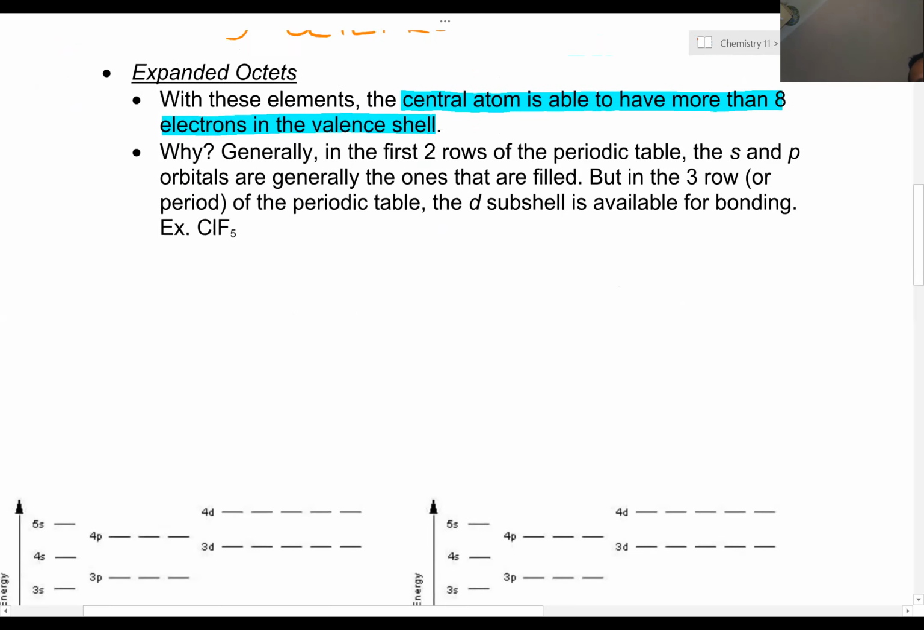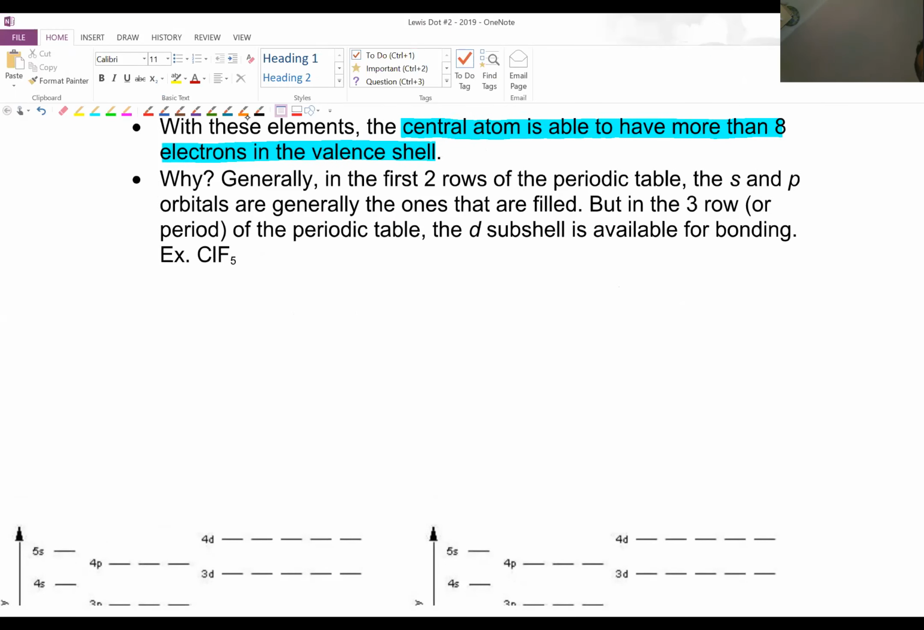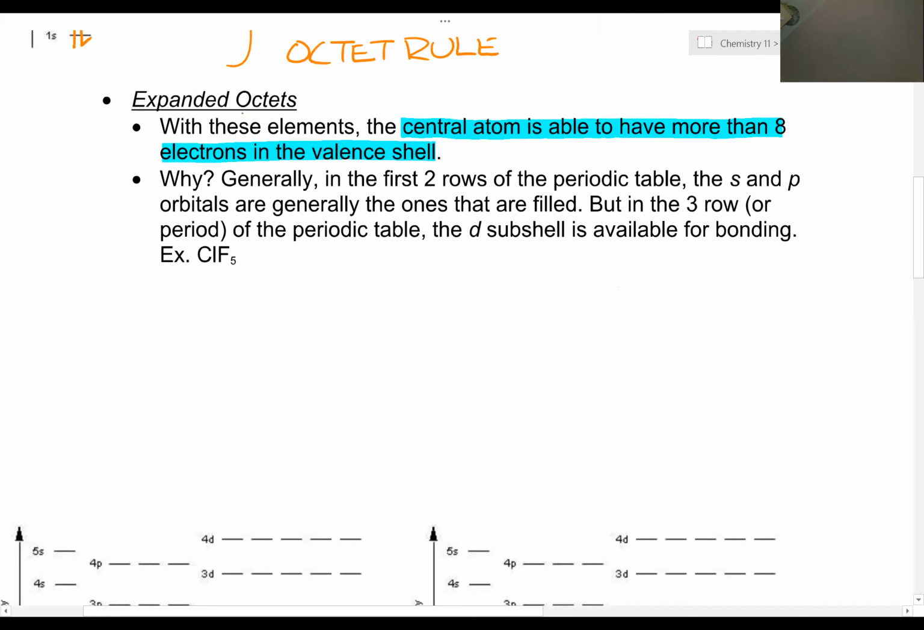Now, what do I mean by this? So let's say we have ClF5, all right? Chlorine pentafluoride, okay? And so what you have here is 21 pairs of electrons. Okay, so if we did the Lewis dot structure, it'd be chlorine.